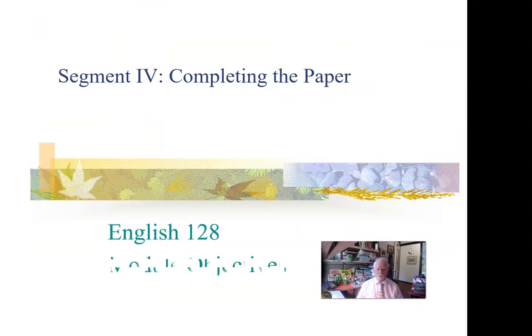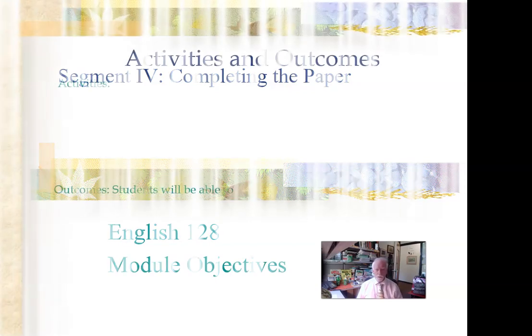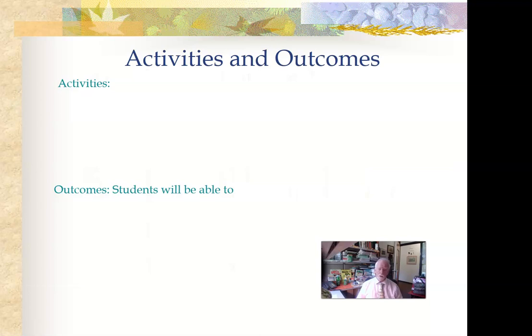So in this segment of English 128, our objectives in this module, once again, we have a variety of activities that we'll be doing, and as a result of having done those activities, then there are outcomes that students will be able to accomplish if they've met the competencies for this particular course.